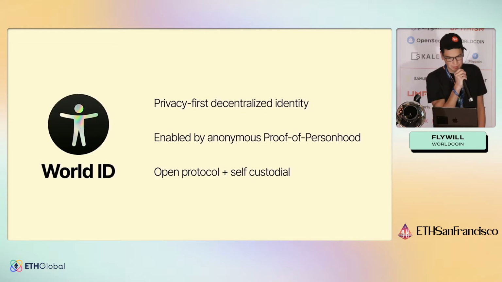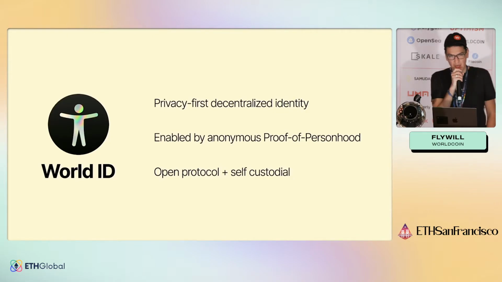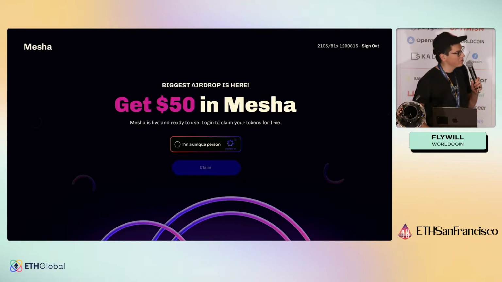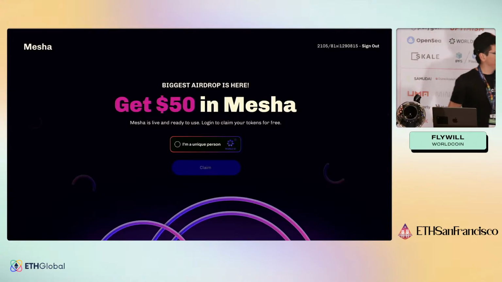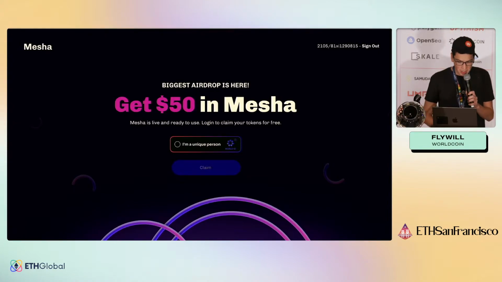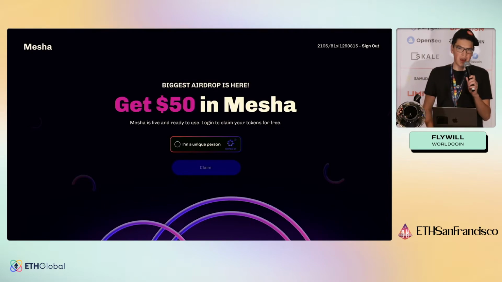So World ID is a privacy-first decentralized identity protocol that is based on this concept of a person and is completely open and self-custodial, so anyone can make use of it. The way it works is it looks something like this. Imagine you have this cool application called Mesha where you can get $50 of whatever airdrop you're doing, and you want to make sure a person only claims it once. So you would add the World ID widget that looks something like this, very similar to a CAPTCHA. It's just very intuitive for users.